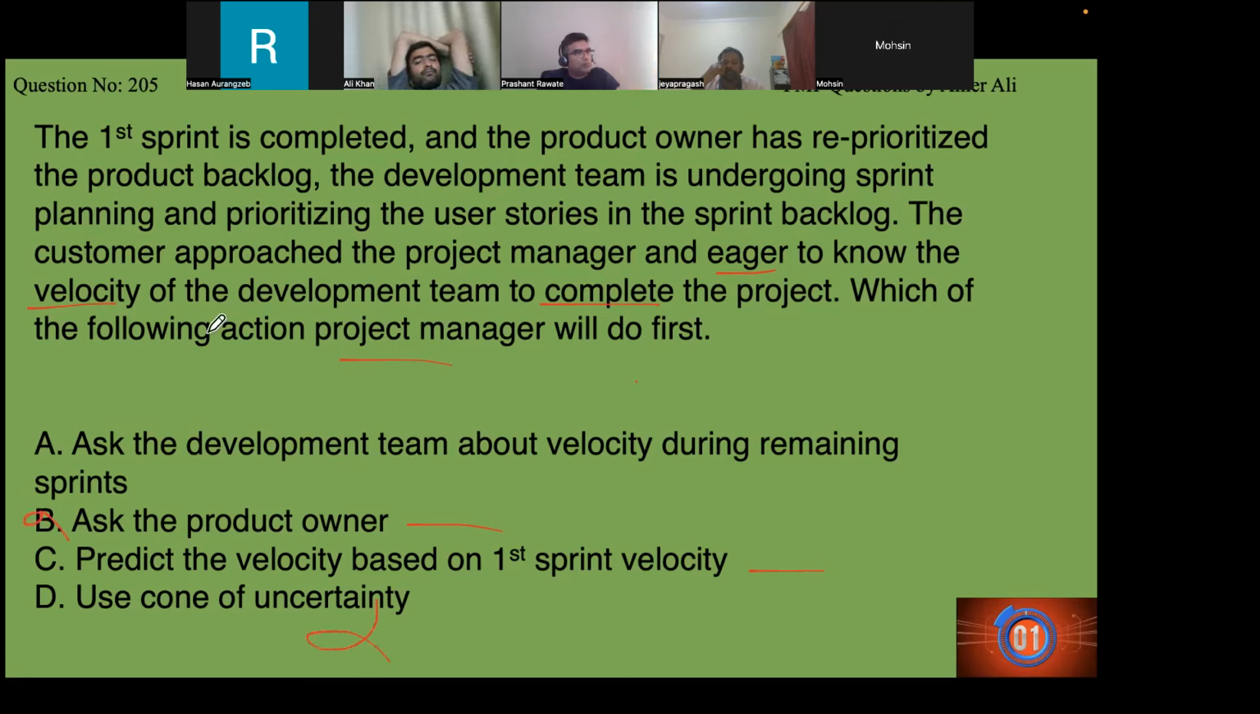Let's see what answers you have. There are only two answers that can be there: ask the development team, and predict it. The better answer is to predict the velocity based on the previous sprint. That is why we have the velocity concept. C is the right answer.